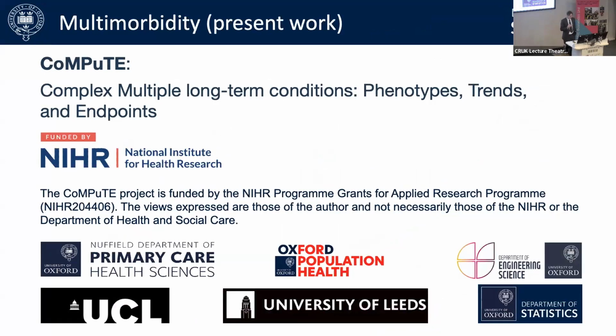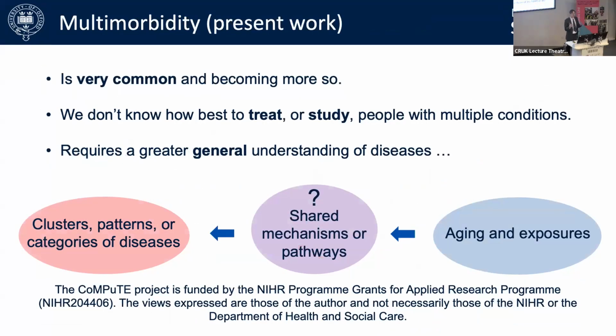Which brings me on to my present project. I'm in the statistics department, working on the compute project as part of a group of other people across Oxford and the UK. Just very briefly, the problem is that multimorbidity is very common amongst people in the UK, and it's becoming more so. We don't know how to treat people who have many things wrong with them, or even to study them. What it will require is a much greater overall general understanding of diseases and of how they interact with one another.